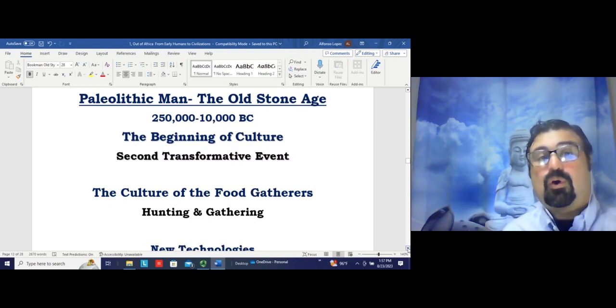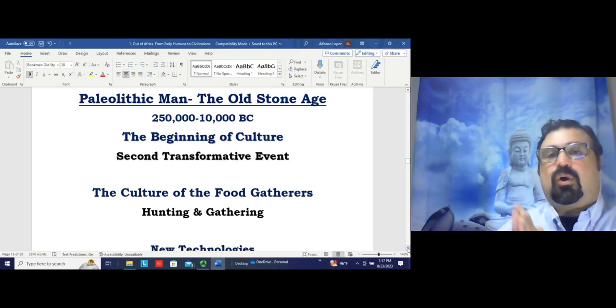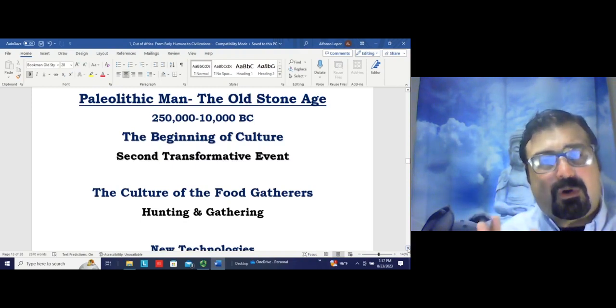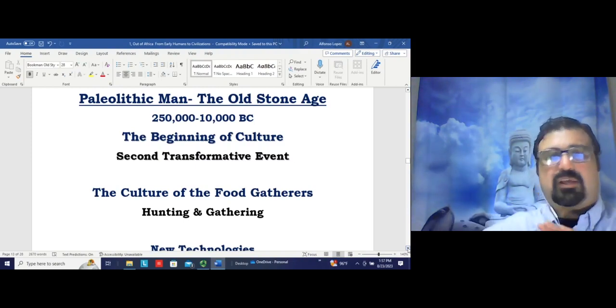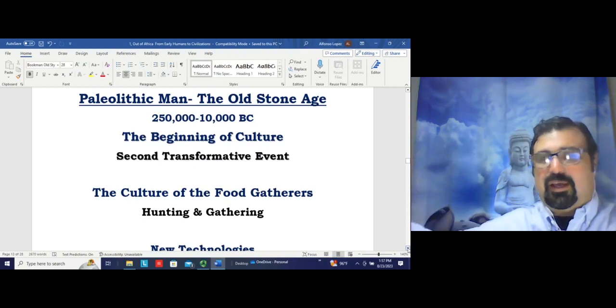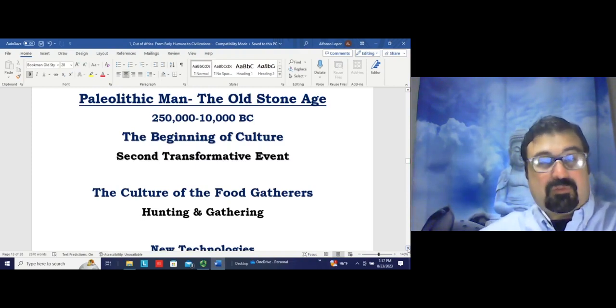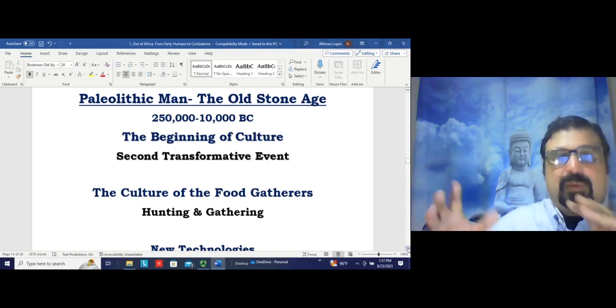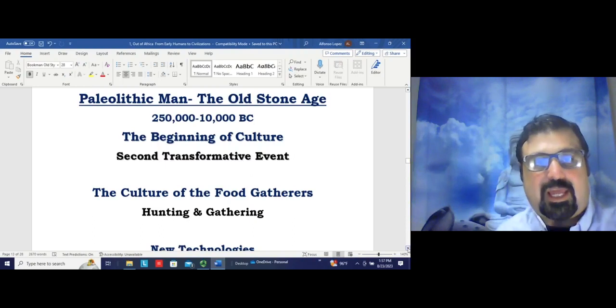But now we're going to see the beginning of culture. And culture, to be more precise in our definition, is everything that human beings create that is apart from nature. In other words, there is the world of nature. Nature has forces, has elements, has cycles that function on their own, if you will.